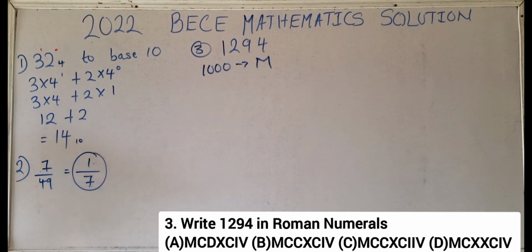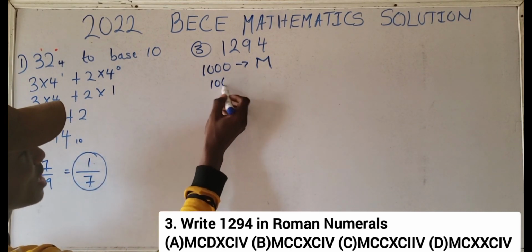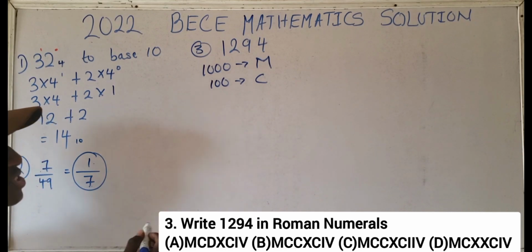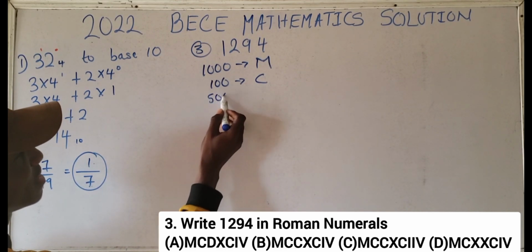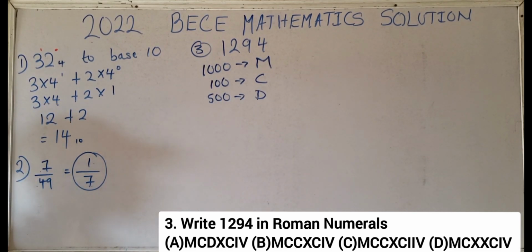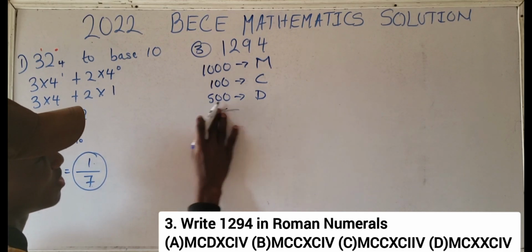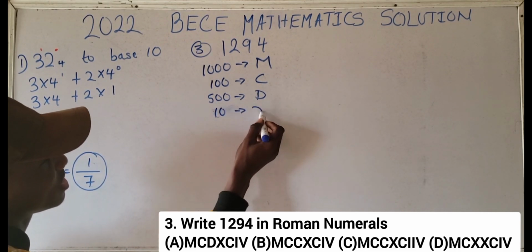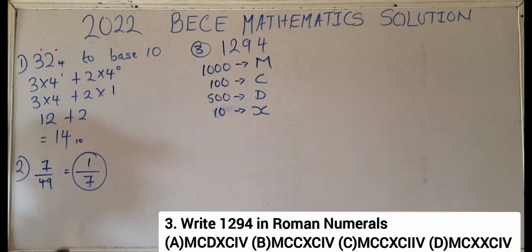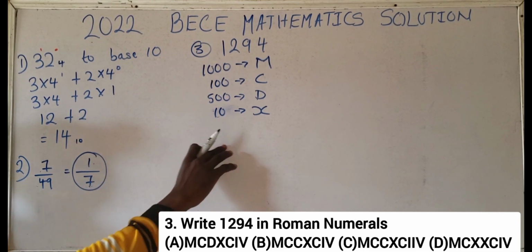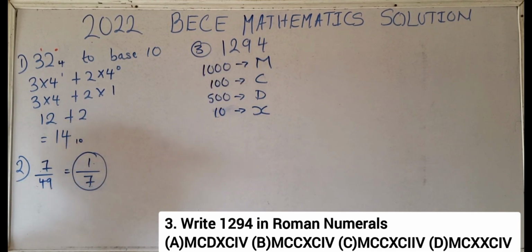And 200, how do we represent 200? You can represent 200 by CC, because 100 is C. And 500 is D. X is the symbol used to represent 10, and so on. So with respect to this, you can easily write this in Roman numerals. Now let us write 1294 in Roman numerals. What is the symbol for 1000? It is M. So I'm going to have M.